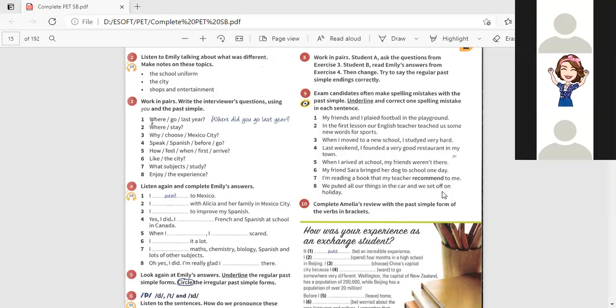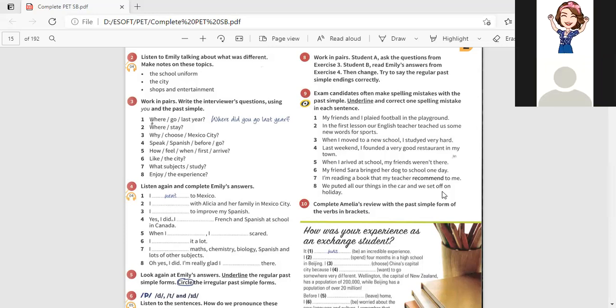Good. Third one, Amit. Okay, Hameshi. Fourth one. Did you speak Spanish before you go? Very good. Fifth one, Chinuthi. How did it feel when you first arrived? How did you feel? Very good.